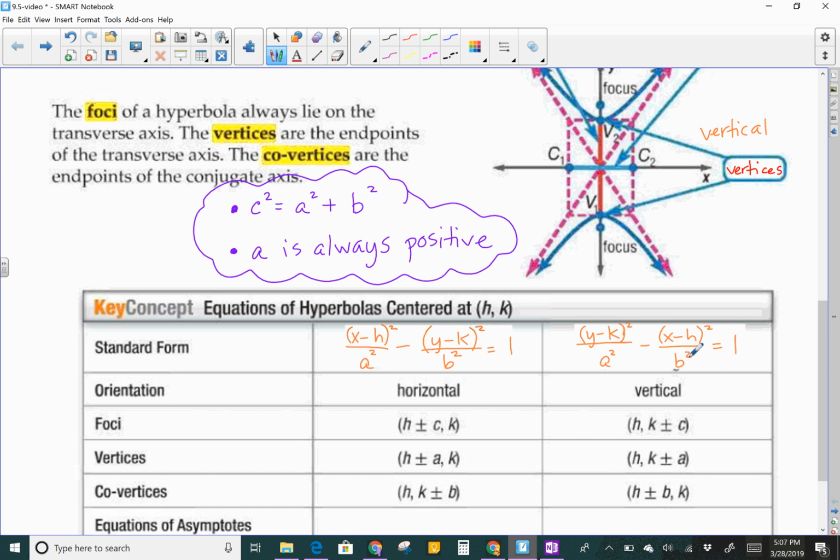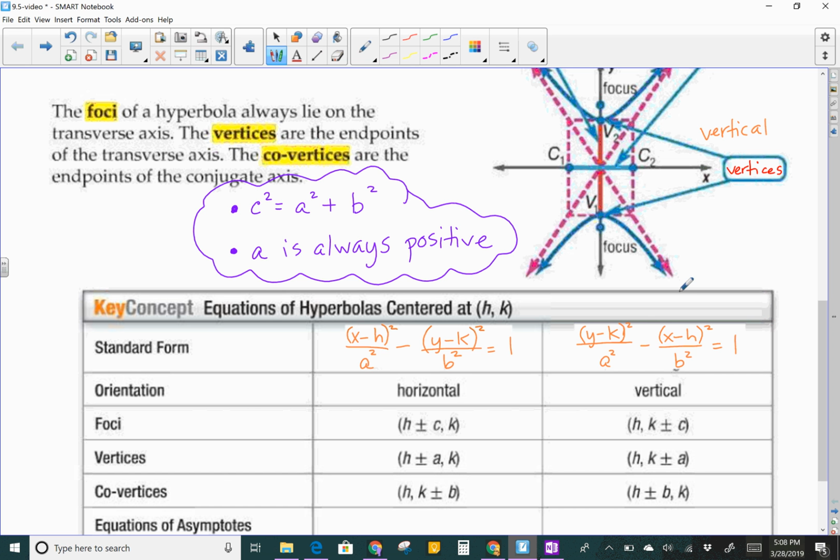And again, my a squared has to be under my positive term. It won't always be bigger, but it's definitely going to be underneath whichever term is positive. And the reason I say positive is because it doesn't always have to be first, but in standard form, it is first.